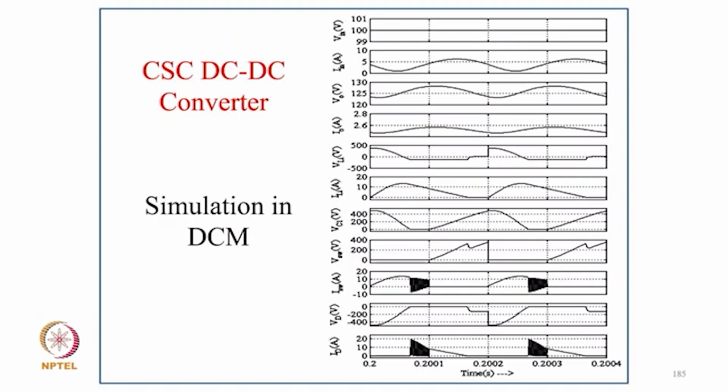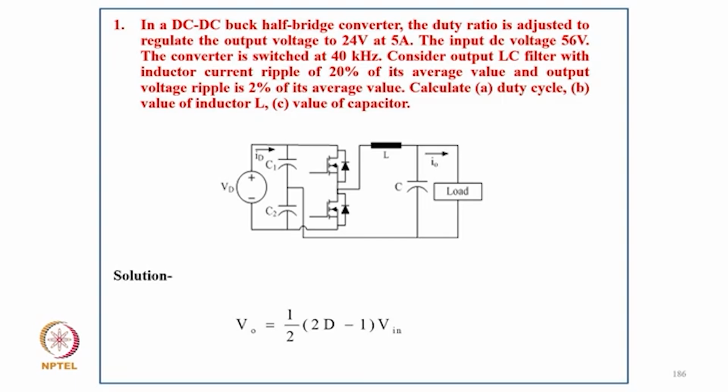And this is the waveform of the canonical switching converter in DC-DC. Now coming to the solved problems.